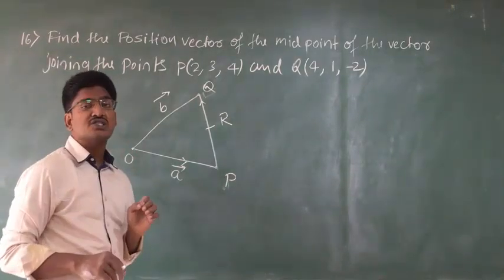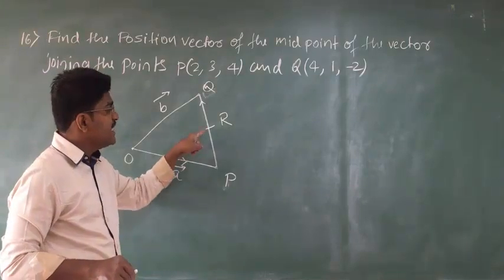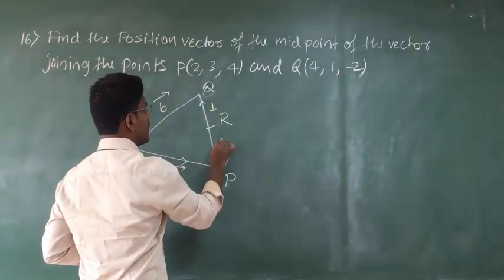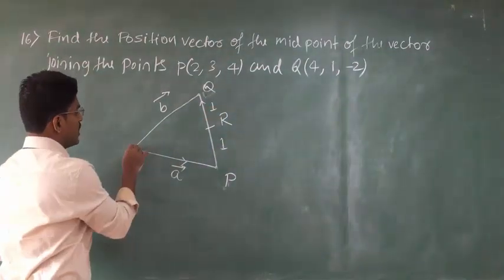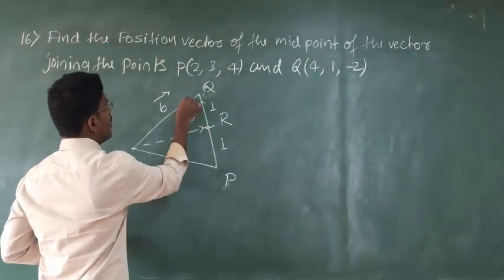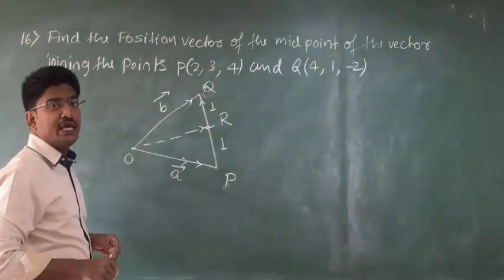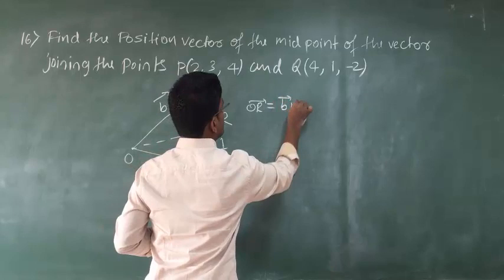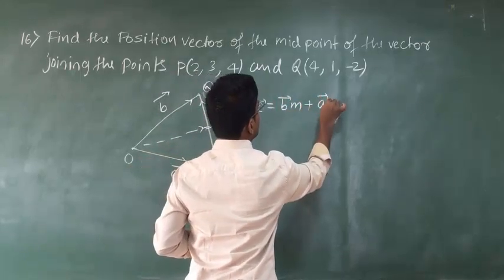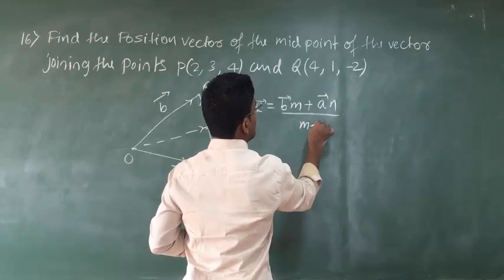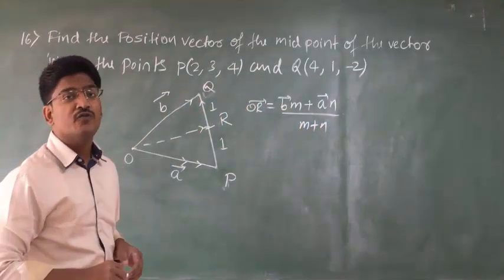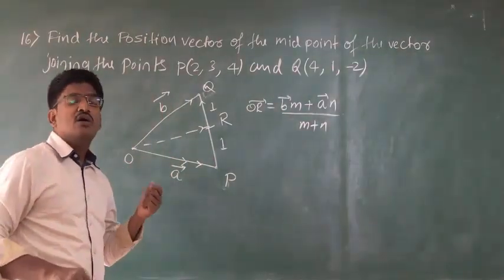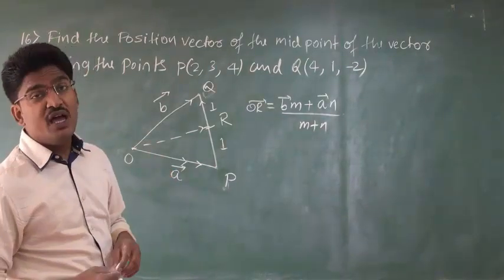So this is your construction for internally, and this internal point will be the midpoint. That means the ratio will be 1:1, and this is the position vector OR, this is OQ, and this is OP. Now OR vector is equal to what? Vector B into M plus vector A into N divided by M plus N. So this is the section formula for internally, that is vector B M plus vector A N divided by M plus N.